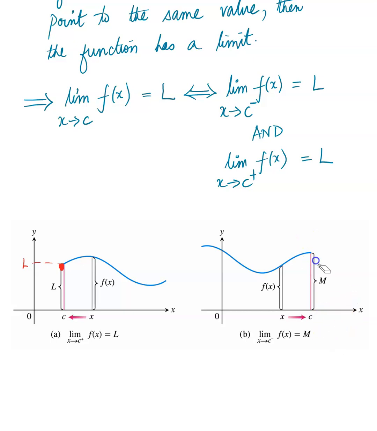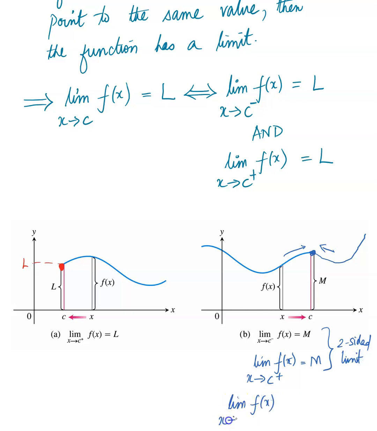Now, if I were to adjust this a little bit, and say it goes somewhere like this, then we have both sides pointing to the same value m, and therefore I can say the limit of f of x as x approaches c from the right will also be m. If that's the case, then we have a two-sided limit, in which case we would just say limit f of x as x approaches c, no plus or minus, equals m. Right? These two together will give you this.